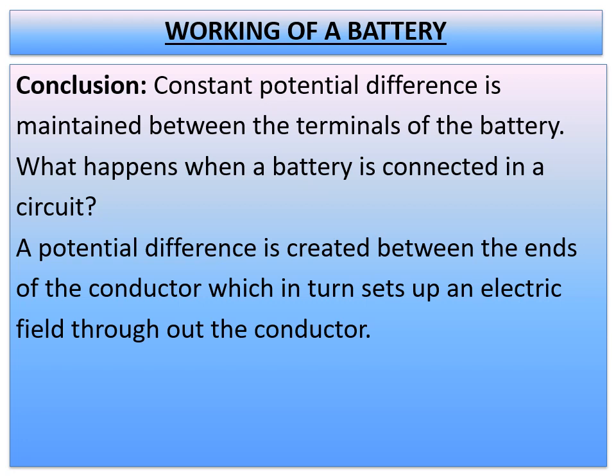What happens when a battery is connected in a circuit? When a conducting wire is connected to the terminals of a battery, a potential difference is created between the ends of the conductor. This potential difference sets up an electric field throughout the conductor. And you have to remember here, the direction of the electric field is from the positive terminal to the negative terminal in the conductor.